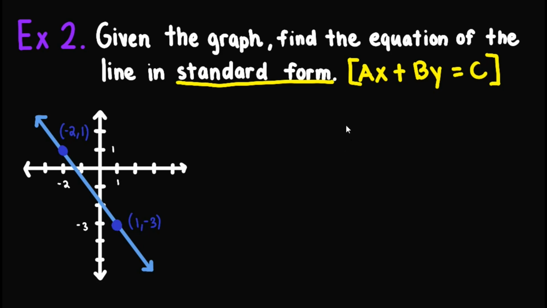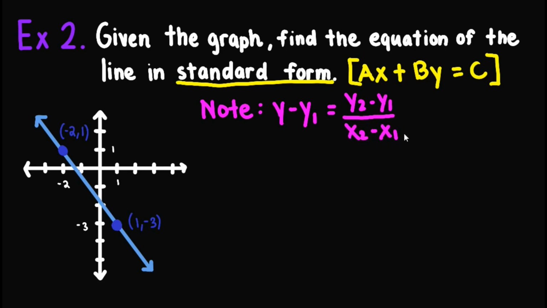So in here, since we are given again 2 points, we can take advantage of the 2-point form. So again, note first that the 2-point form is given by y minus y sub 1 equals y sub 2 minus y sub 1 over x sub 2 minus x sub 1 times x minus x sub 1.